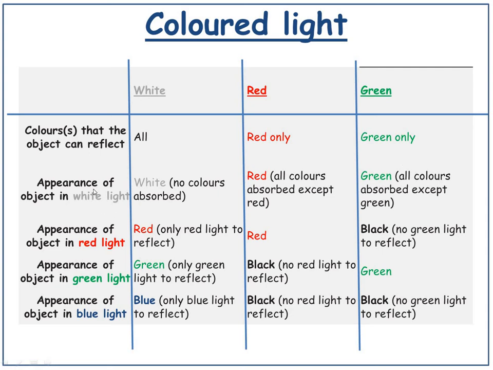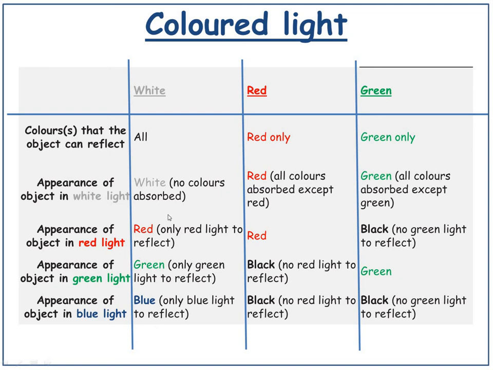So in white light, a white object would appear white because all the colours are reflected. A red object would appear red because red is reflected. And a green object appears green because the green is reflected. In red light, a white object would appear red because there's only red light to reflect. A red object would also appear red, but a green object would appear black because the red light would be absorbed.